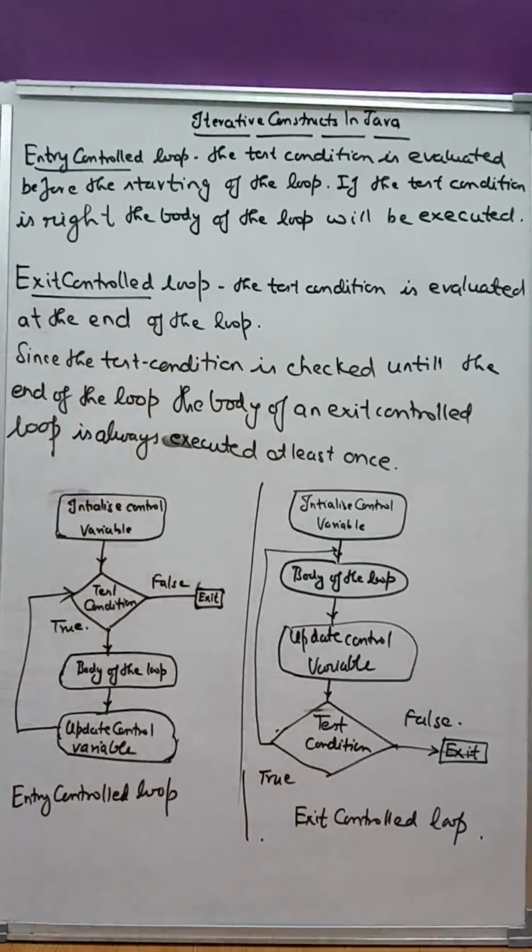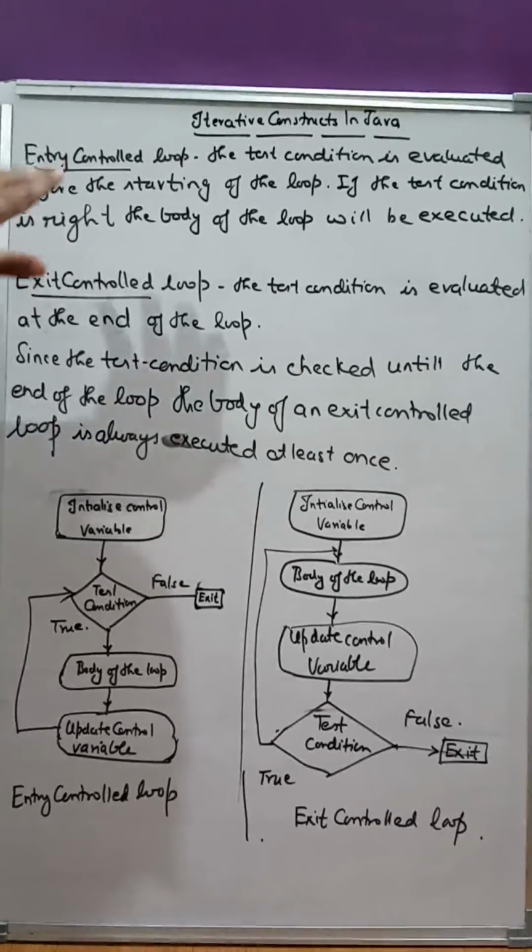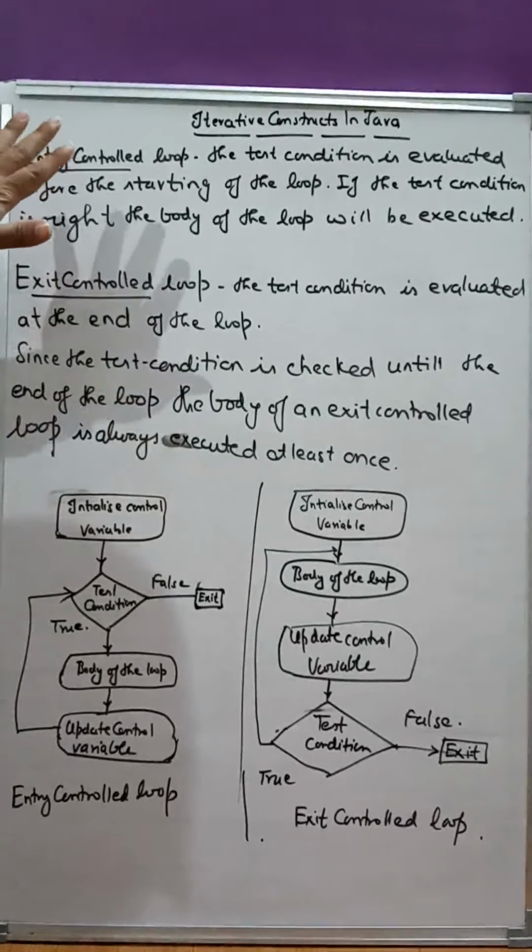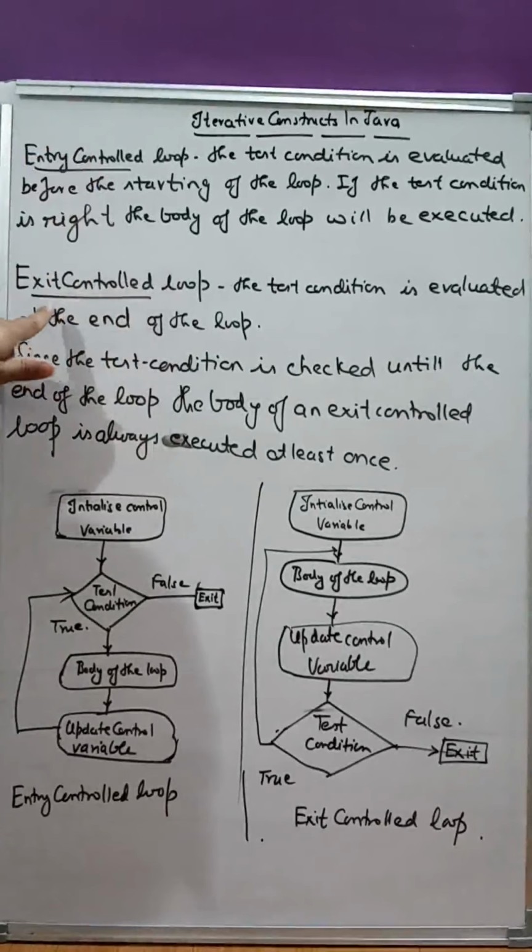The name itself says that entry is controlled in this loop and exit is controlled in this loop. That means the condition will be checked for the first time in the entry control loop and at the end in the exit control loop, right? So first we will discuss the entry control loop.